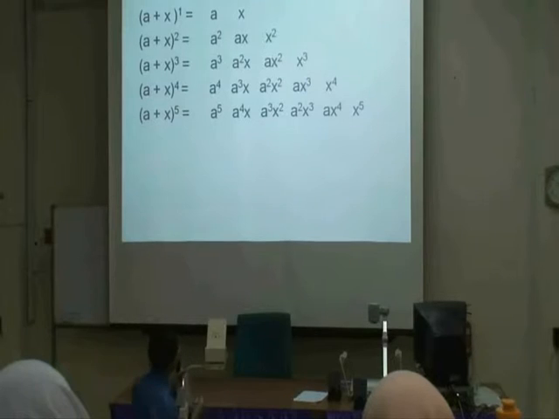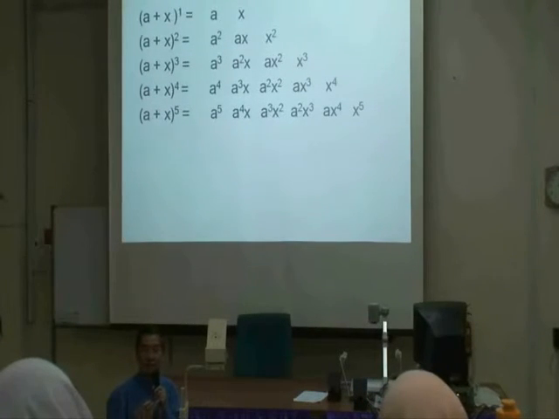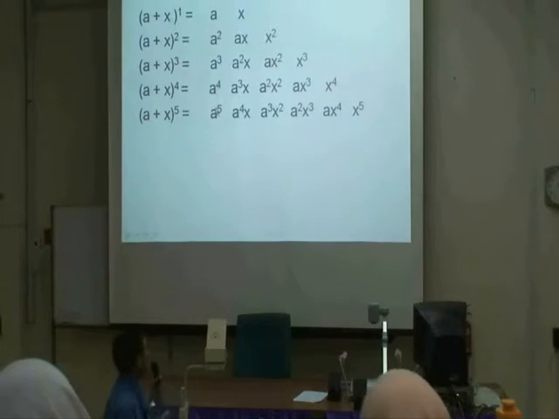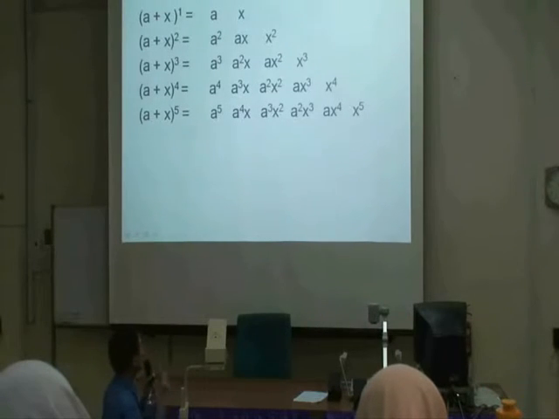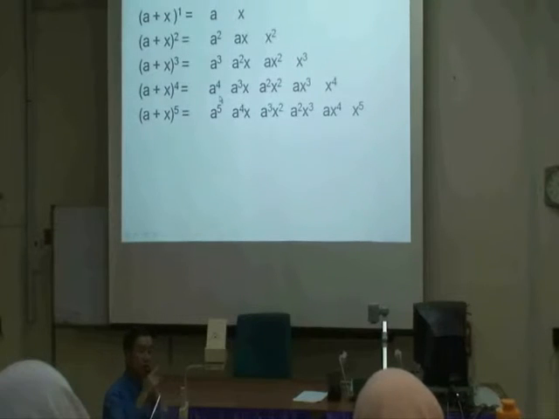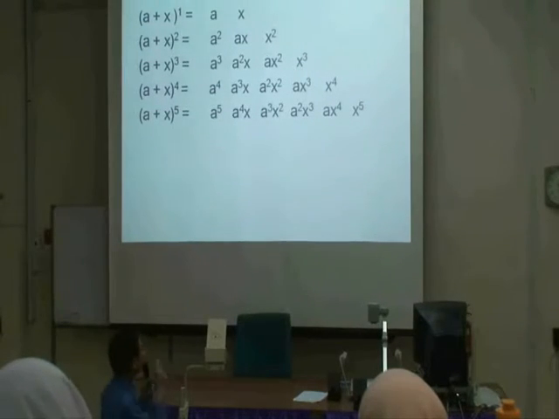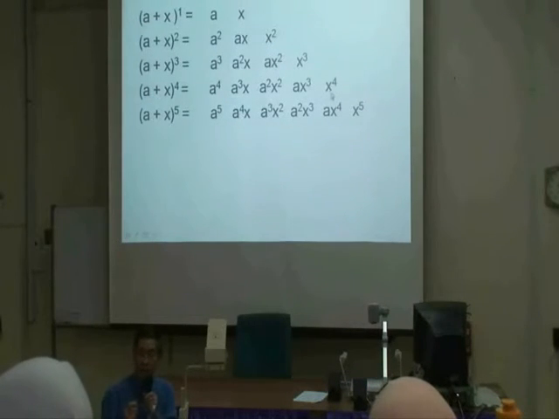So, Rohani, do you observe any pattern in the terms for all these binomial expansions? Do you see any pattern? That is, the powers of a decrease when the power of x increases. That is one pattern you observe, correct? In each expansion, you notice the power of a decreases each time by 1, and the power of x increases each time also by 1.